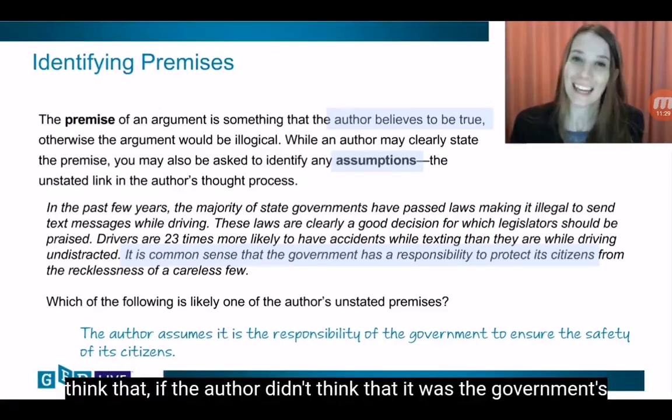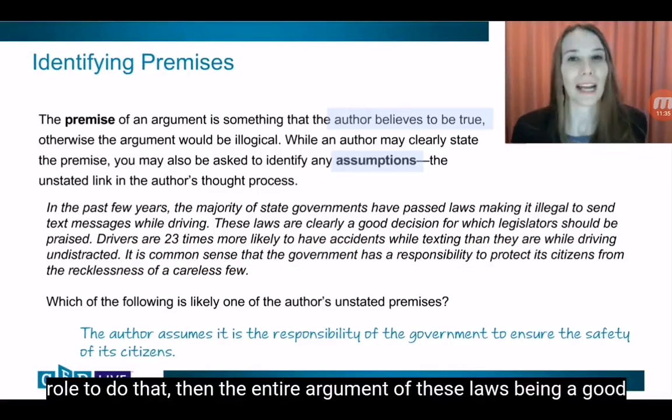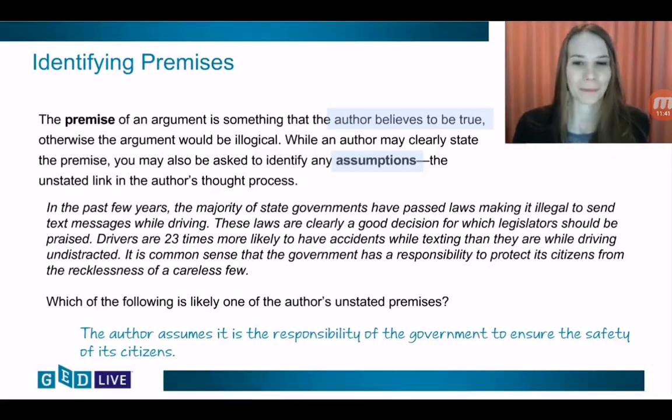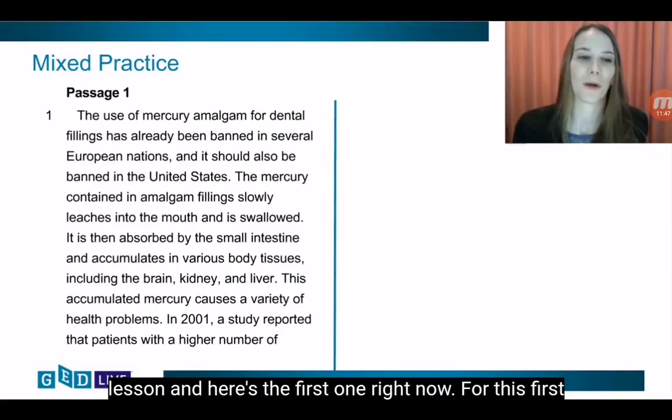If the author didn't think that it was the government's role to do that, then the entire argument of these laws being a good idea, and here's why, completely falls apart. There's no foundation for that line of reasoning at all. Now we're going to do two different practice sets in this lesson, and here's the first one right now.